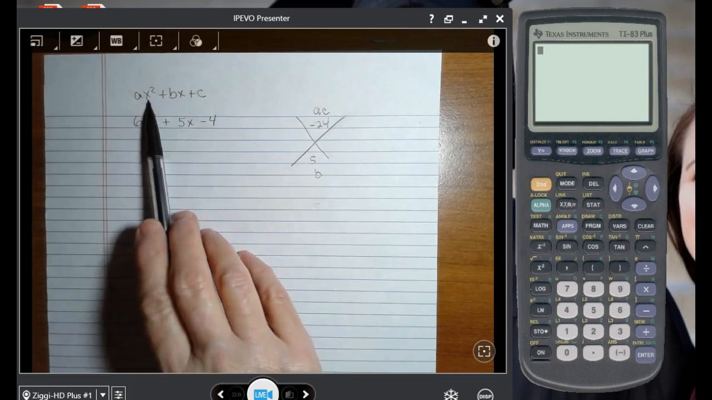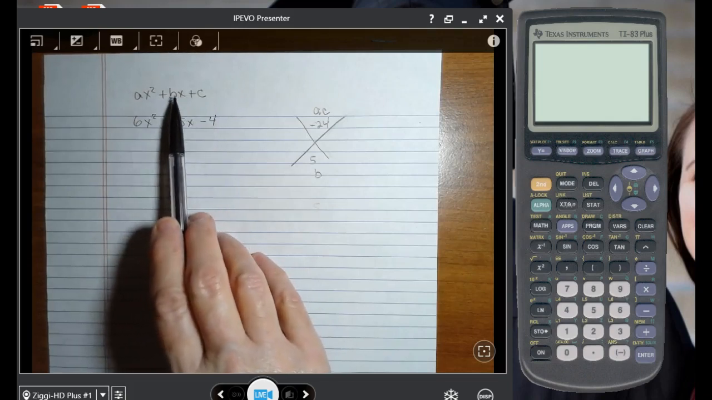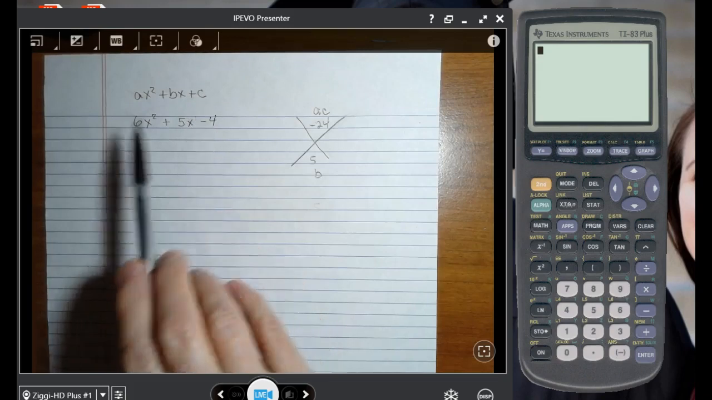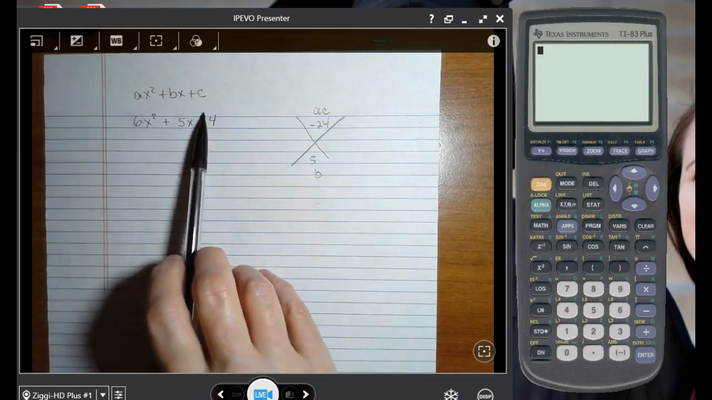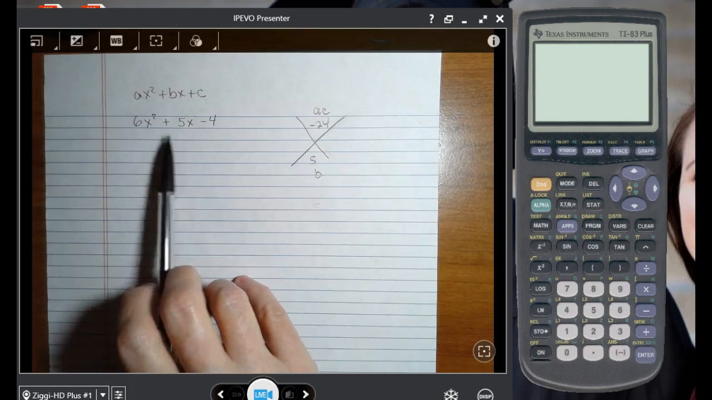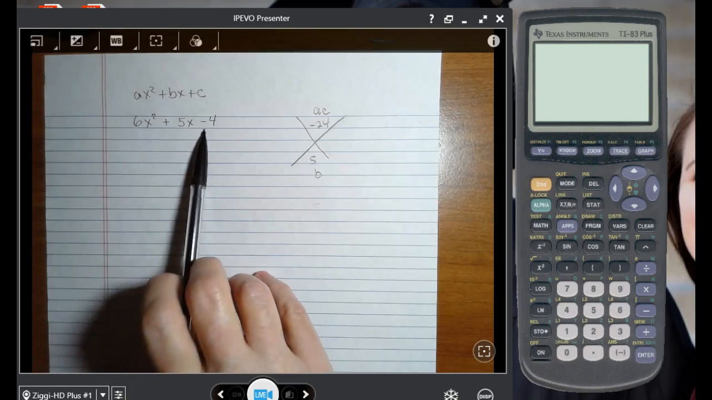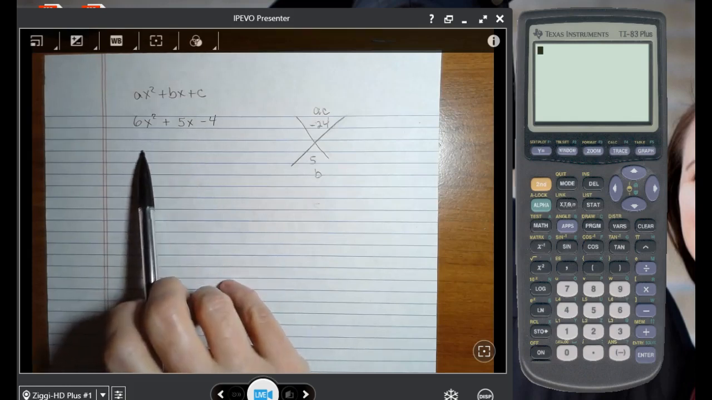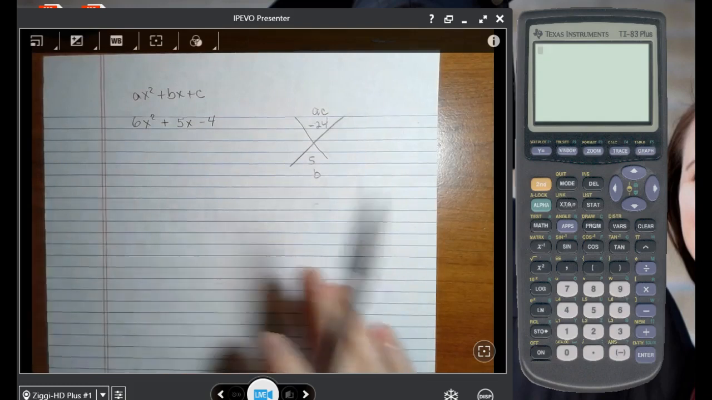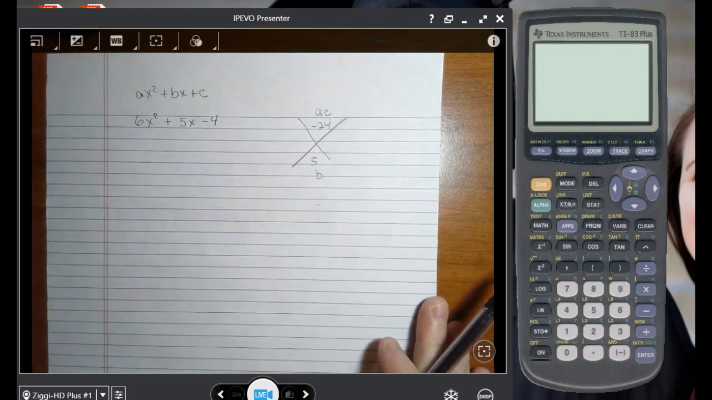So whatever's in front of the x squared is a, whatever's in front of the x is b, and then our c is going to be by itself, so the constant. So here we have an example, 6x squared plus 5x minus 4, and we're going to factor it. Now again, there's lots of different ways, but I'm just going to show you one method that I like to use.